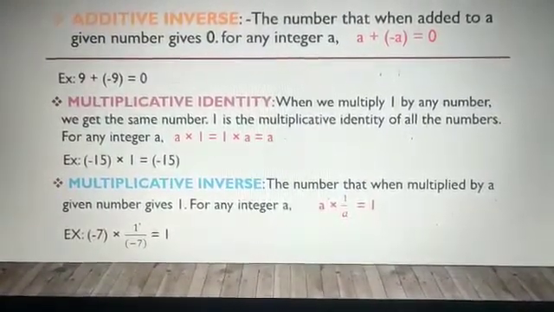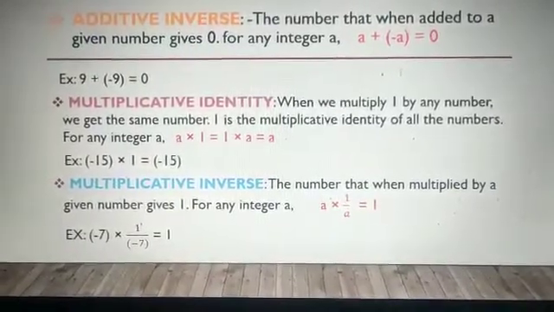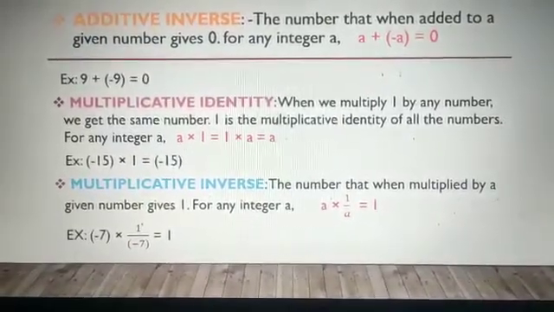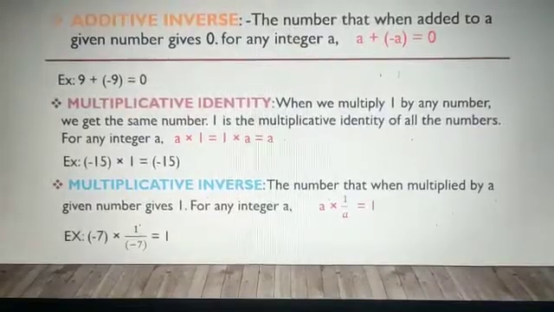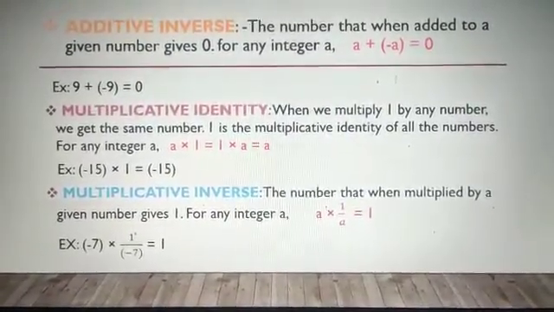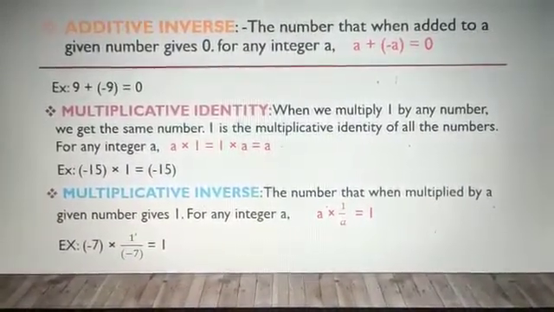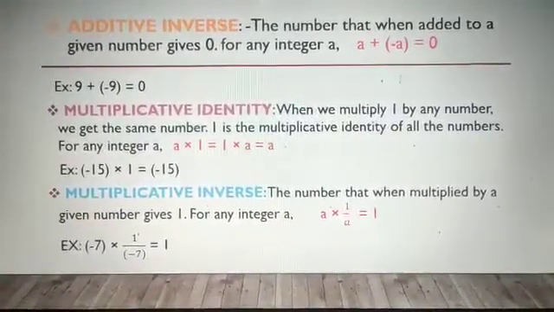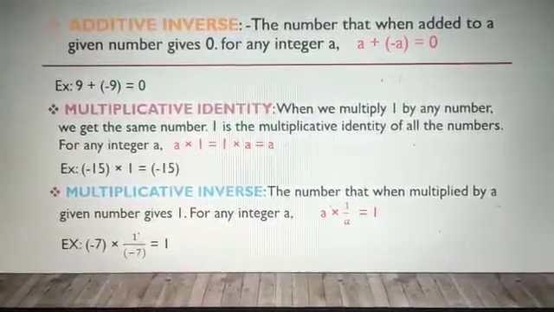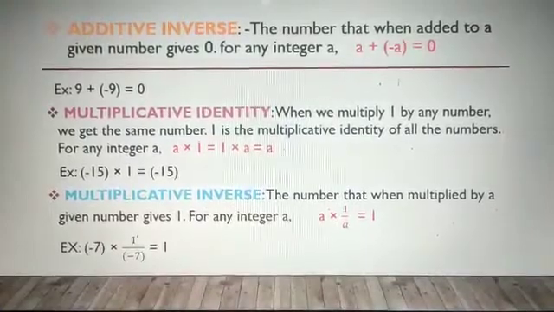Now multiplicative inverse. The number that when multiplied by a given number gives the answer as 1. For any integer a, a into 1 by a is equals to 1. Now what is multiplicative inverse? You have to think of a number which you will multiply to the given number so that you get 1. Now for example, here we are given minus 7. So what will I multiply by minus 7 so that I get 1? So my answer will be 1 upon minus 7.